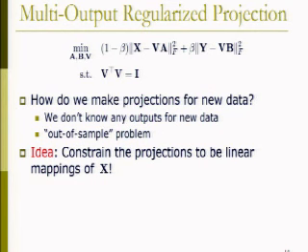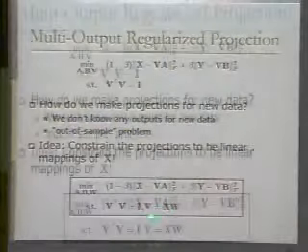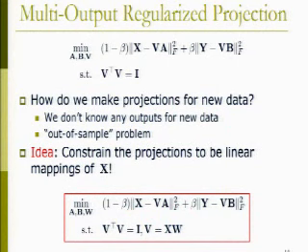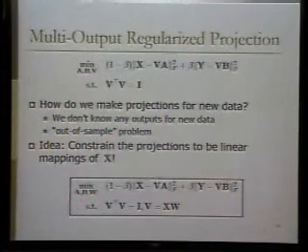So the idea is to constrain the projections to be linear in the mappings of X. We just need to change a little bit. We constrain that the mappings V should be linear in the data matrix X, and we minimize the problem with respect to A, B, and W instead of V. So this is the final optimization problem we are trying to solve.